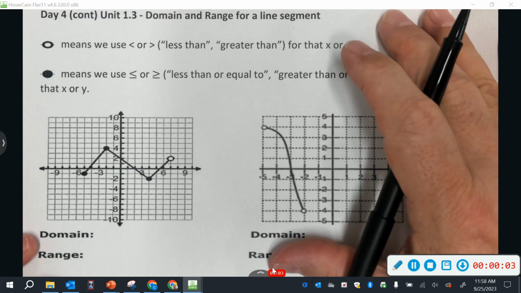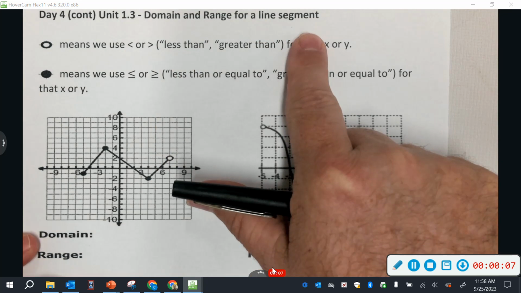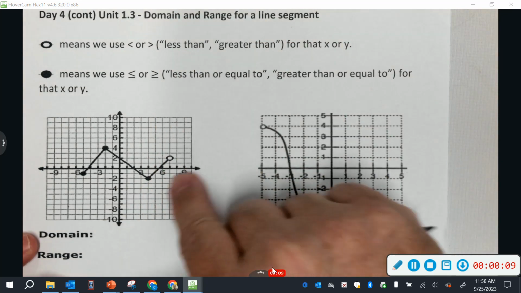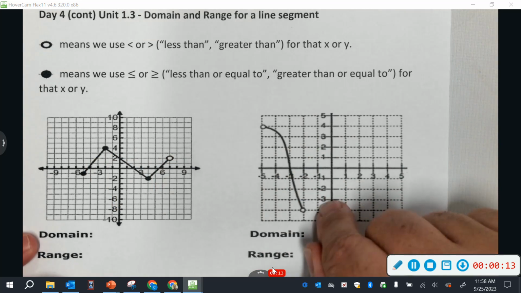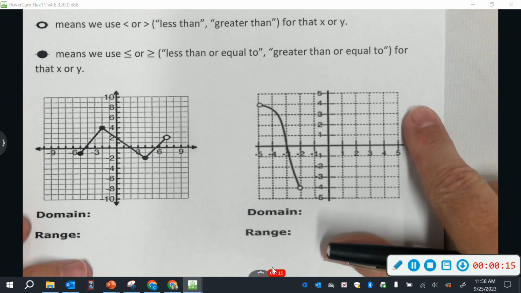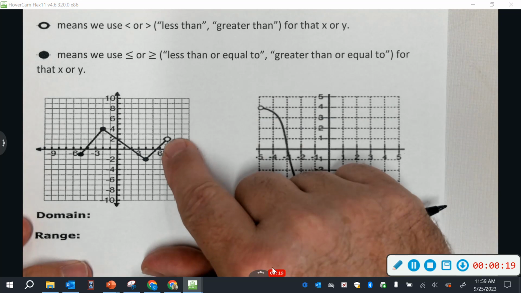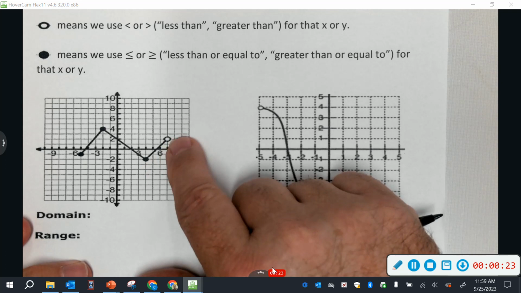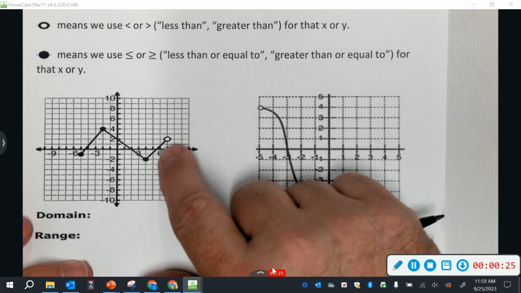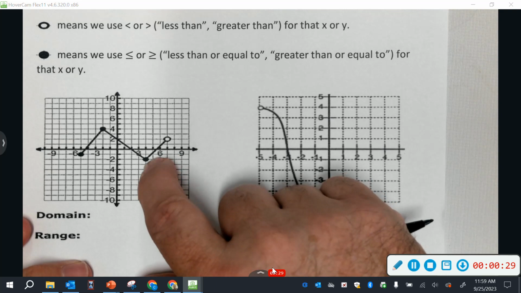Okay, so now we need to talk about domain and range for just a line segment. You're going to see some graphs like this, and they just want to know the domain and range for the line segment. Also notice the empty dot, and the filled in or closed dot. We also call this the empty dot or filled in dot.